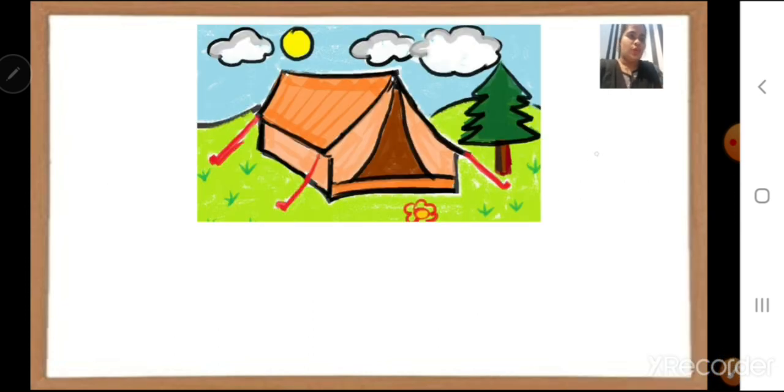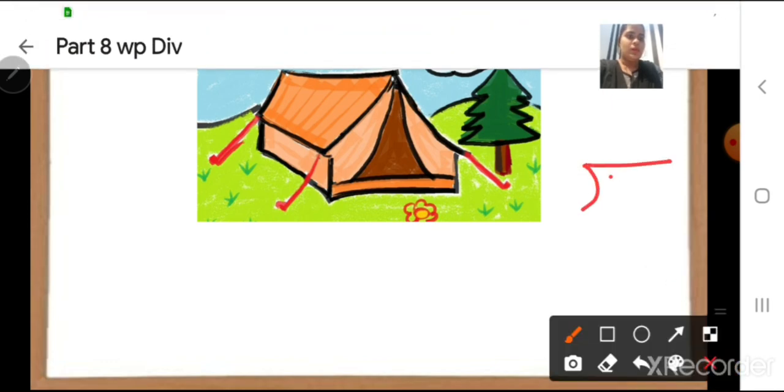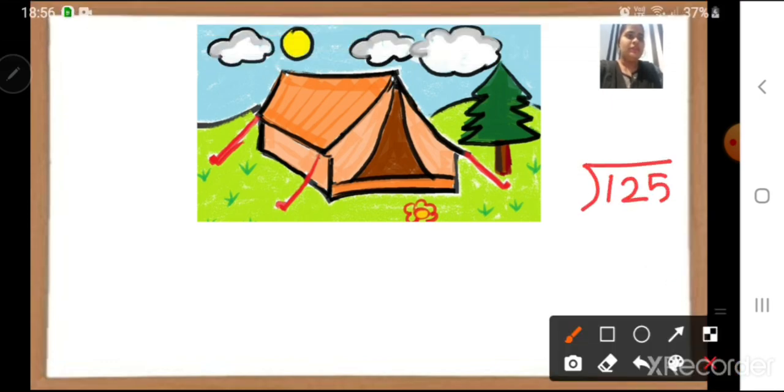So we will divide 125 divided by 4. Now children, the first number is smaller than the divisor, so we'll take 2 numbers at a time. So we'll take the number 12. 4 ones are 4, 4 threes are 12. Correct. So 3 will come here. 4 threes are 12. Then we will subtract.